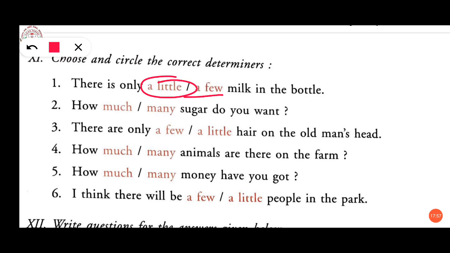Now second one, how much or many sugar do you want? How much sugar? Much we use with uncountable nouns, and many we use with countable nouns. If we are using how many, that means countable nouns, and if we are using much, that is with uncountable nouns.